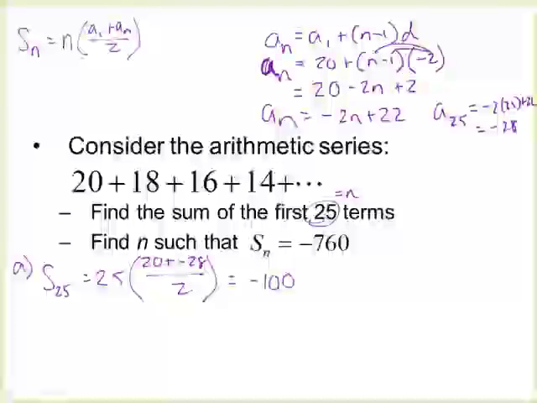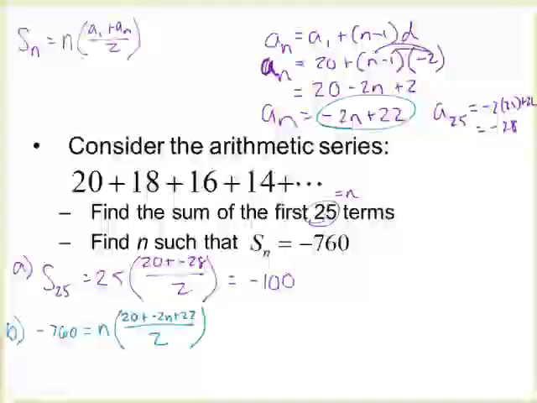So this is a case where guess and check would probably not be a good option, because we don't know how many more. I mean, it could take a lot more. We don't know how many terms it's going to take to get to that negative 760. So we're going to say negative 760 is equal to, we don't know n, a sub 1 is 20, a sub n is our rule that we came up with when we did that little side note. So we plug in that rule for a sub n.